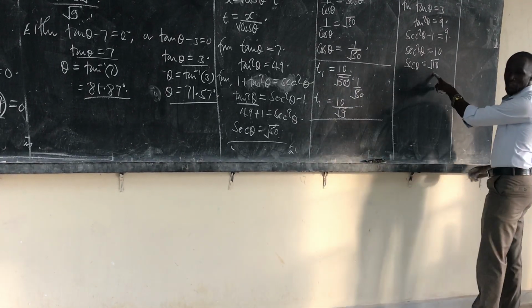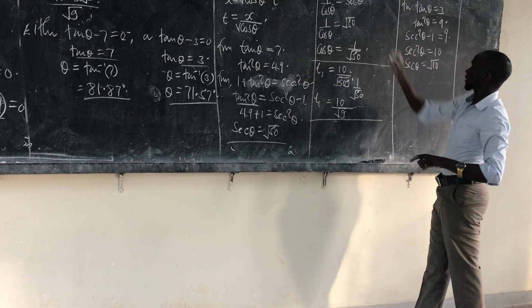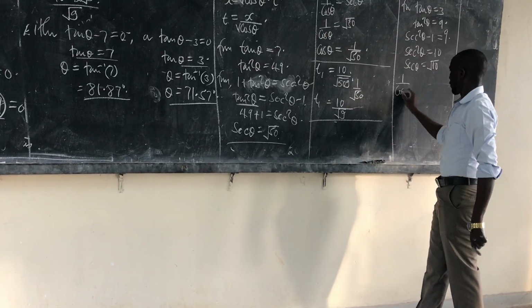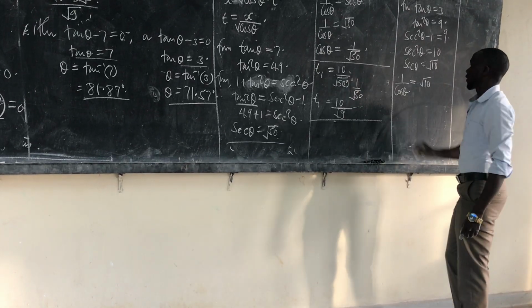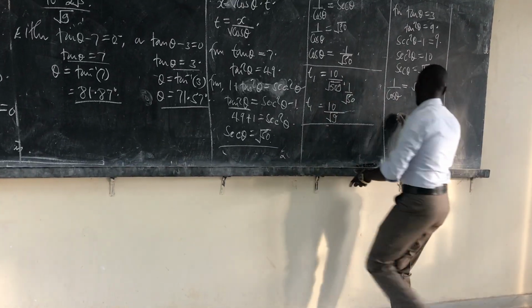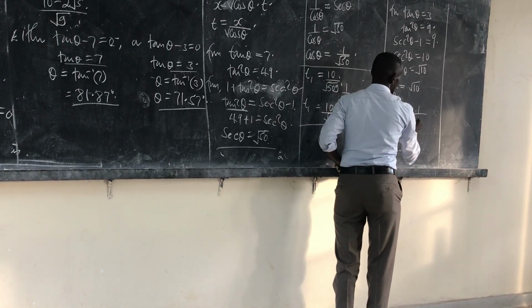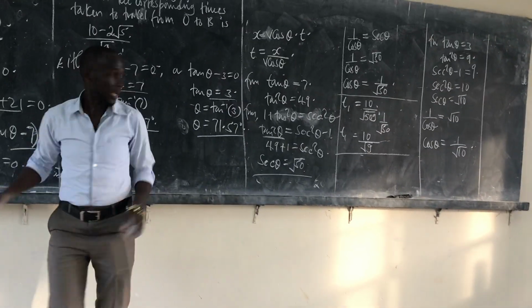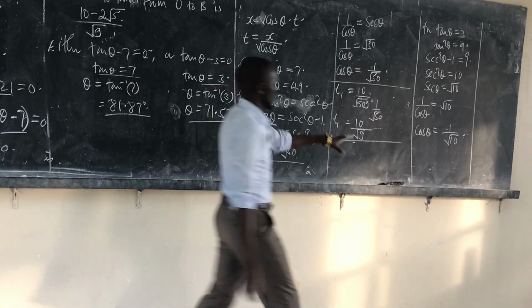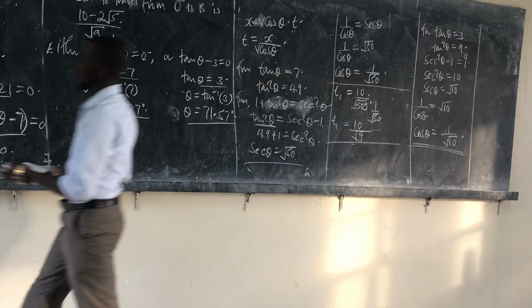If sec of theta is root of 10, what about cos? You go back to that relationship. 1 out of cos theta is equivalent to root of 10. So cos of theta will be 1 over root 10 when you use that. If that one is very clear, now try getting T2.